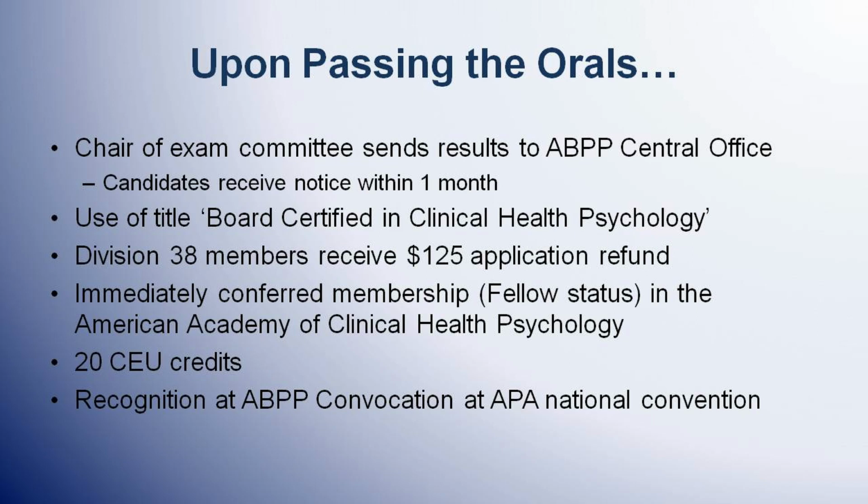At that point, if you pass, you're directed that you can use the title of being board certified in clinical health psychology. If you're a Division 38 member, which I hope you are, you receive a little refund, which is always nice. You can go have a celebratory dinner. And then you are immediately confirmed membership in the academy as a fellow. The other nice bonus, which somehow I missed when I got this, is you get 20 bonus CEU credits, which is great. And you can put that toward next year for your licensure. And then there's a wonderful ceremony put on at the APA convention, if you're able to go to that, celebrating all those who've gotten ABPP status in the last year.